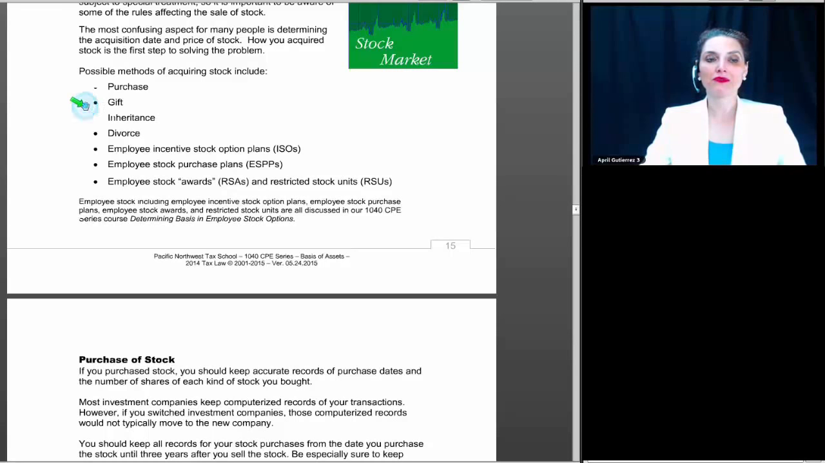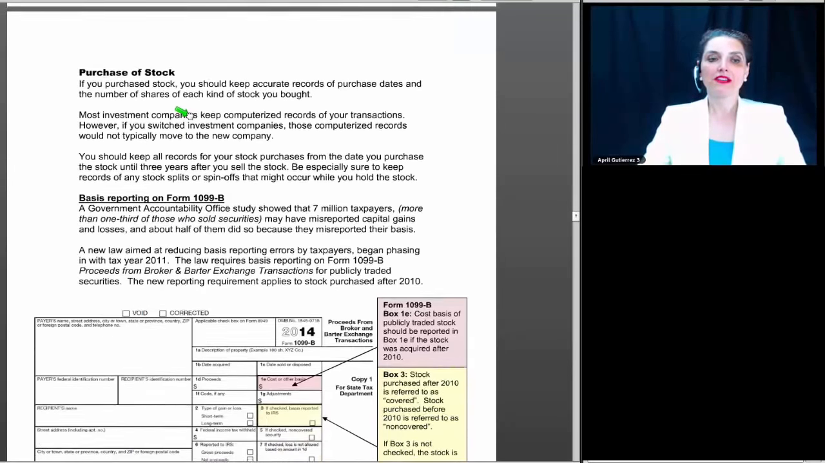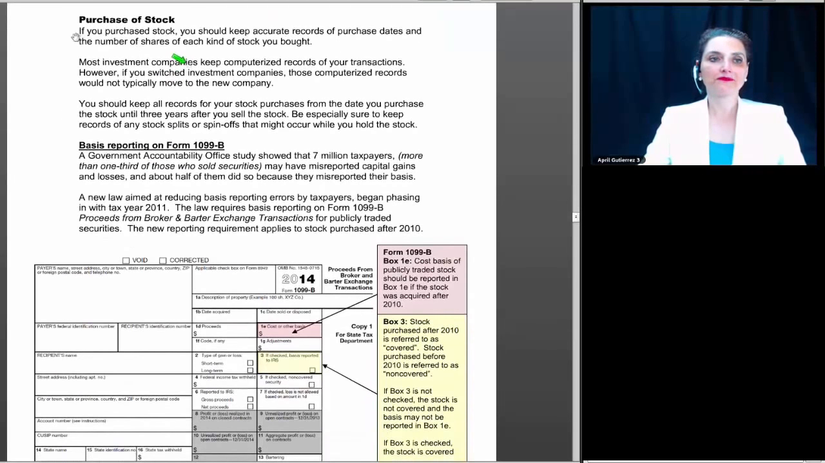We already talked about the rules for gifts, and we've already talked about the rules for inheritance. So let's move over to the purchase of stock. If you purchased stock, you should keep accurate records of purchase dates and the number of shares of each kind of stock that you bought. Now, most investment companies keep computerized records of your transactions. However, if you switched investment companies, those computerized records may not have followed you to the new company.